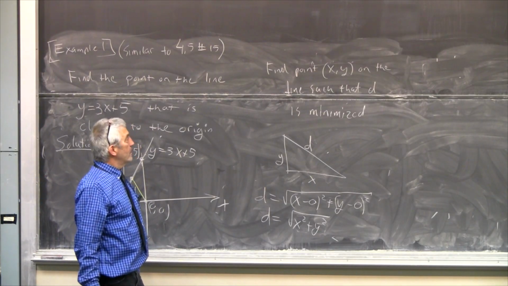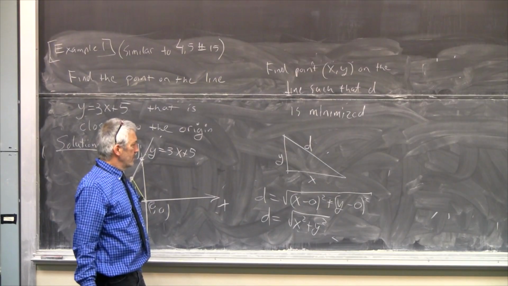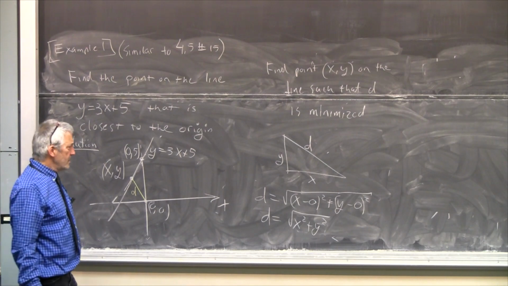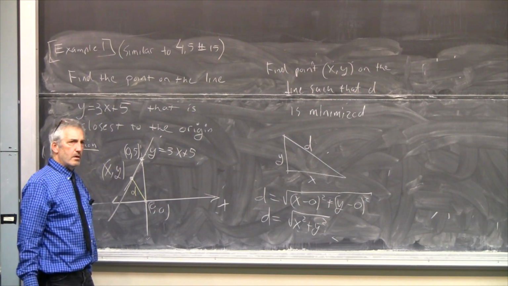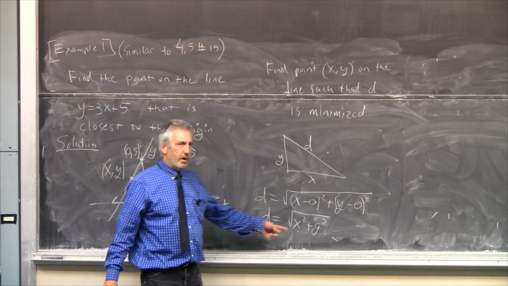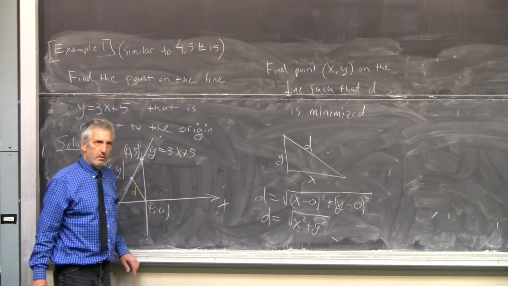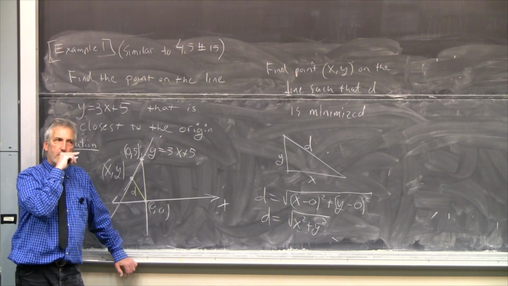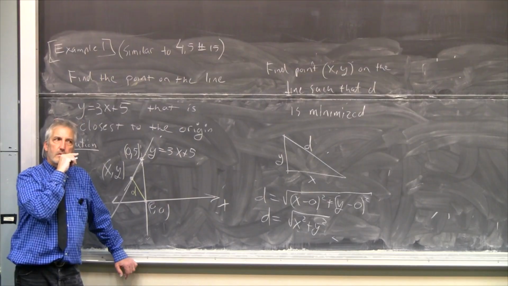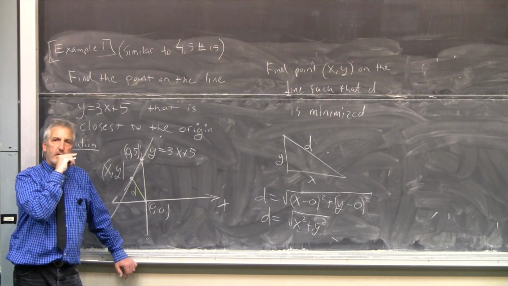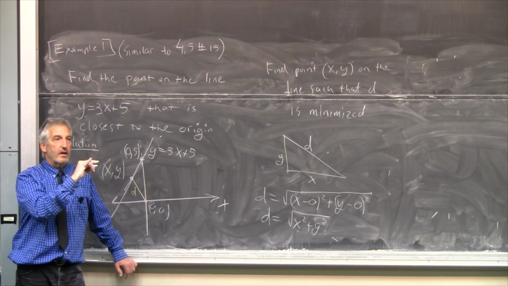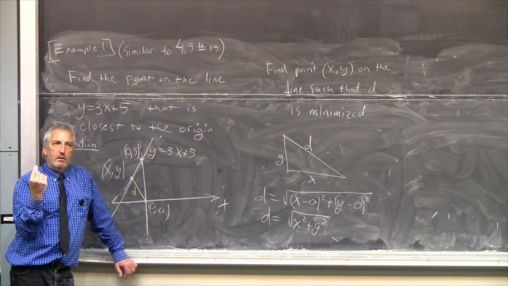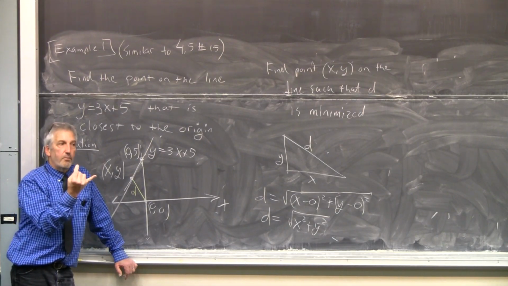Okay, now will there be a minimum d? I mean, can't I just make x and y equal to 0, 0? Why not? Because 0, 0 is already taken, but what's the issue here? Where does this point have to be? On the line. The point has to be on the line.